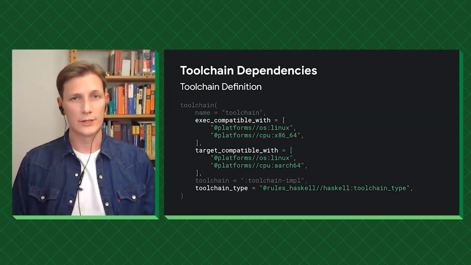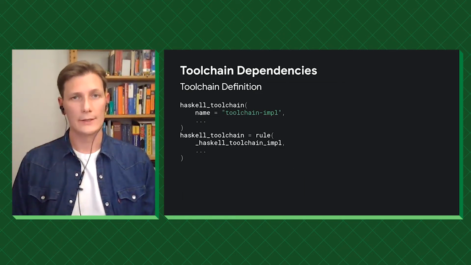Consider the Haskell toolchain definition that I showed you before. Bazel's built-in toolchain rule defines the constraints and toolchain type. But the actual specifics of the toolchain are defined in a separate target. Here it is called toolchain impl. The toolchain attribute defines the dependency on this implementation rule. In case of rules Haskell, the toolchain implementation is provided by a dedicated Haskell toolchain rule.